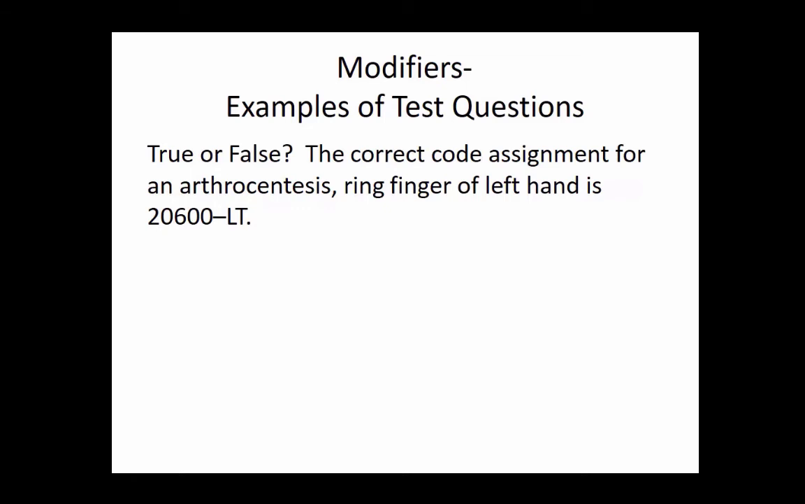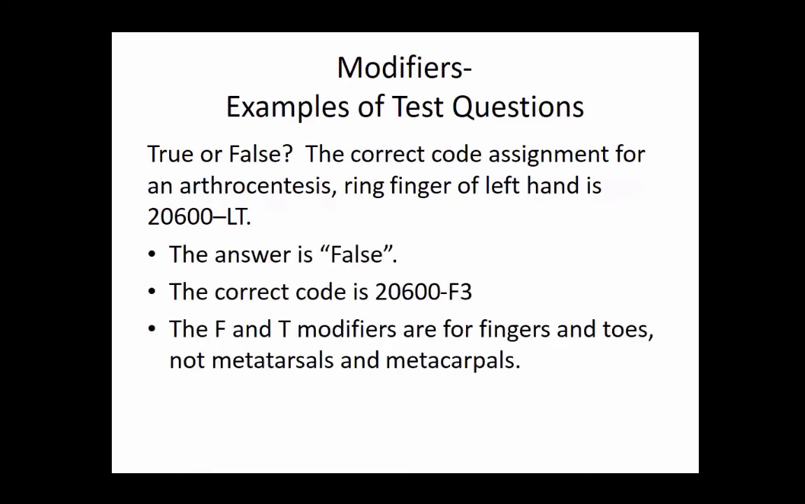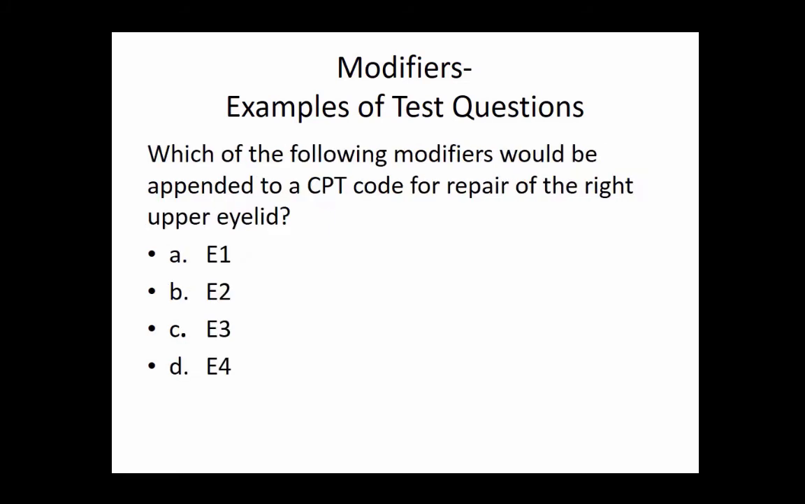The correct code assignment for an arthrocentesis ring finger of the left hand is 20600 LT. Well, it's a finger. It's not a metacarpal. So I think it'd be false, because I think the modifier is going to be F3 for ring finger left hand. Repeating, the F and T modifiers are for fingers and toes, not the bones of the foot, metatarsals, or the bones in the hand, metacarpals.